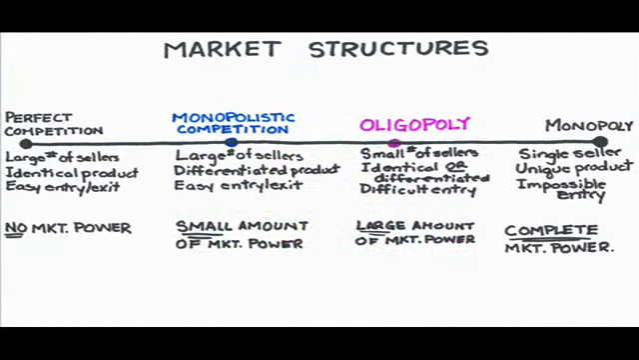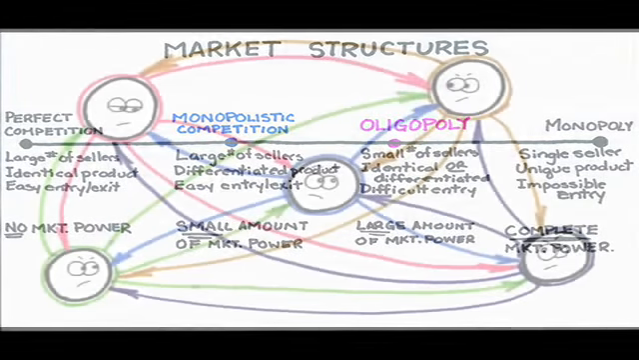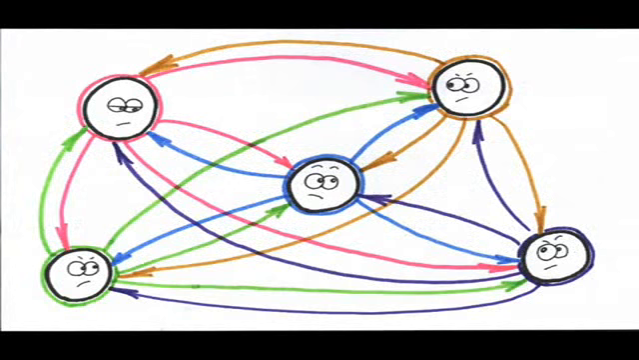Because everyone's actions matter, the producers become mutually interdependent. Whatever one does affects everyone else. This mutual interdependence actually makes the oligopoly the most complicated type of market structure to operate in.